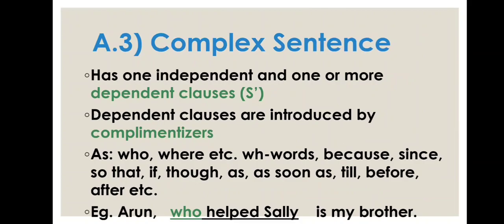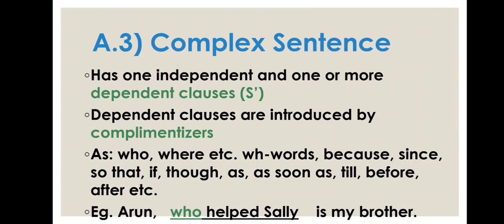Third type of sentences is complex sentence. A complex sentence has one independent clause and one or more dependent clauses. They are denoted by S bar. Dependent clauses are introduced by complementizers. The examples of complementizers are who, where, etc. WH words. Because, since, so that, if, though, as soon as, till, before, after, etc.